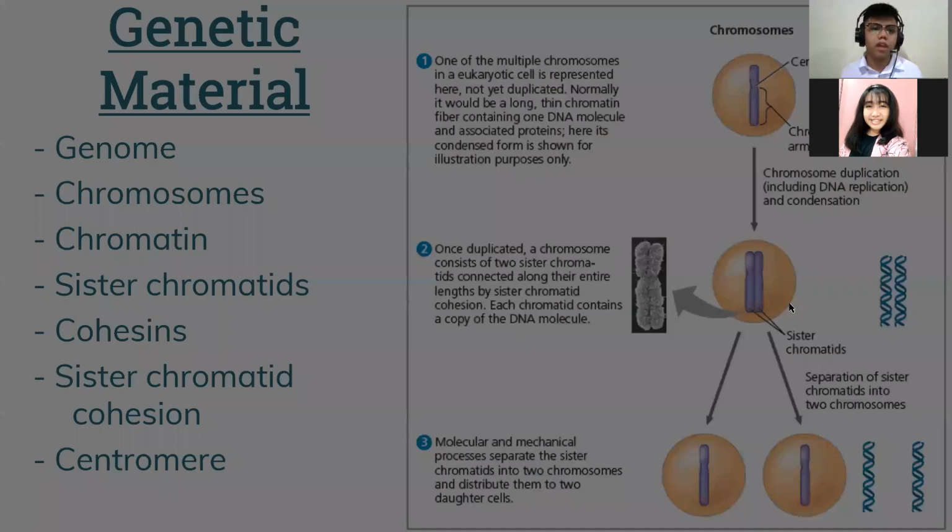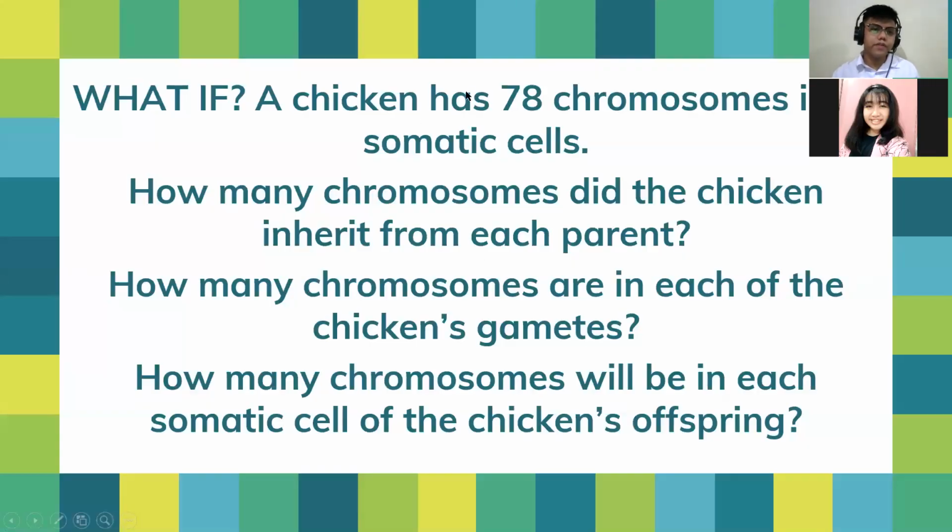Okay? Okay, so question. What if a chicken has 78 chromosomes in its somatic cells? Somatic or body cells. How many chromosomes did the chicken inherit from each parent? So if it has 78 chromosomes in its body cells, how many did the chicken inherit? Anyone? How many did it inherit? Or ilan yung namana niya from the mother, ilan yung namana niya from the father?